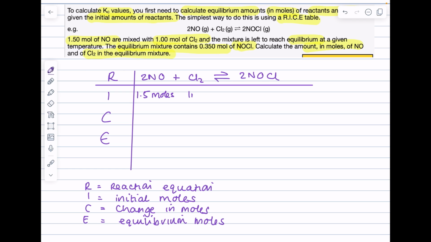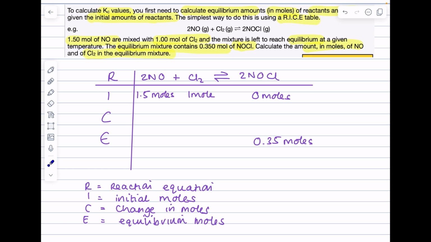Chlorine, we start with 1 mole. And because the reaction hasn't gotten underway yet, we start with 0 moles of our product. What else do we know from the question? The equilibrium mixture contains 0.35 moles of NaCl. So it's now straightforward for us to work out what happened.